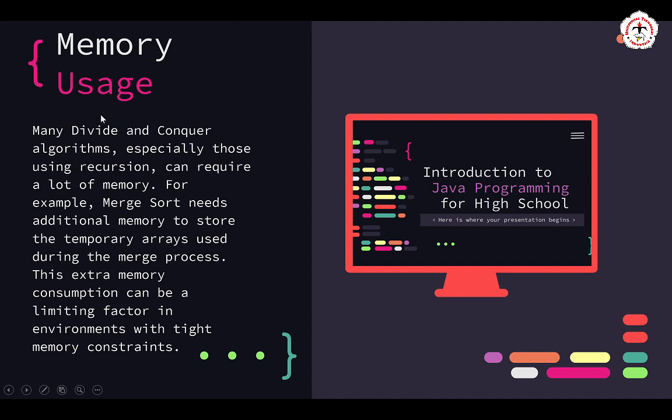Memory usage. Many divide and conquer algorithms, especially those using recursion, can require a lot of memory. For example, merge sort needs additional memory to store the temporary array used during the merge process. This extra memory consumption can be a limiting factor in environments with tight memory constraints.